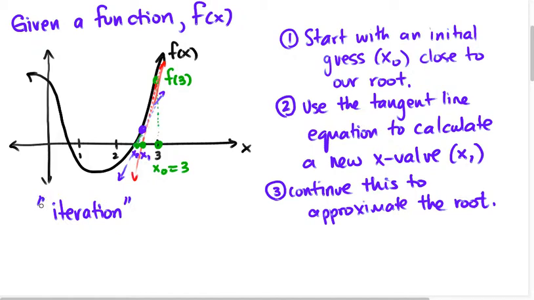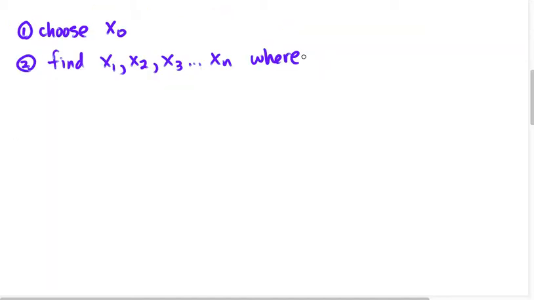Here's a formula that helps us do those iterations. By the way, this is how the graphing calculator actually works. It doesn't use the bisection method. It uses Newton's method to find zeros, and it can do these iterations using this formula very quickly. Here's the formula. So we start by choosing our initial guess, and then we find subsequent x values until we're happy.